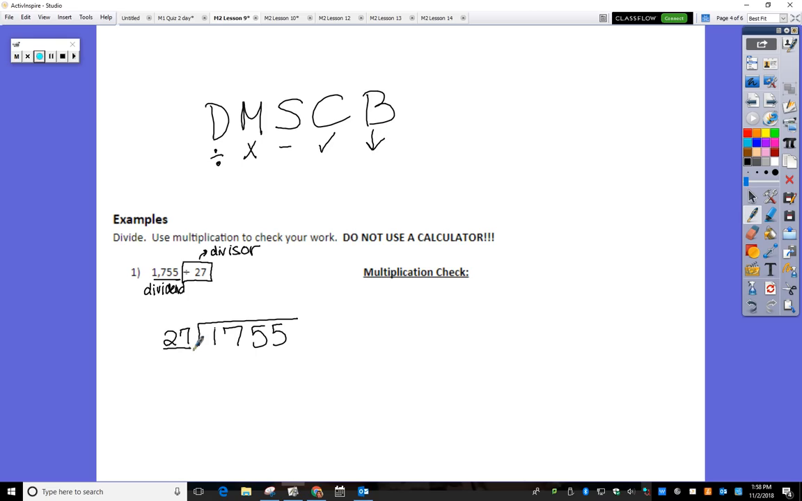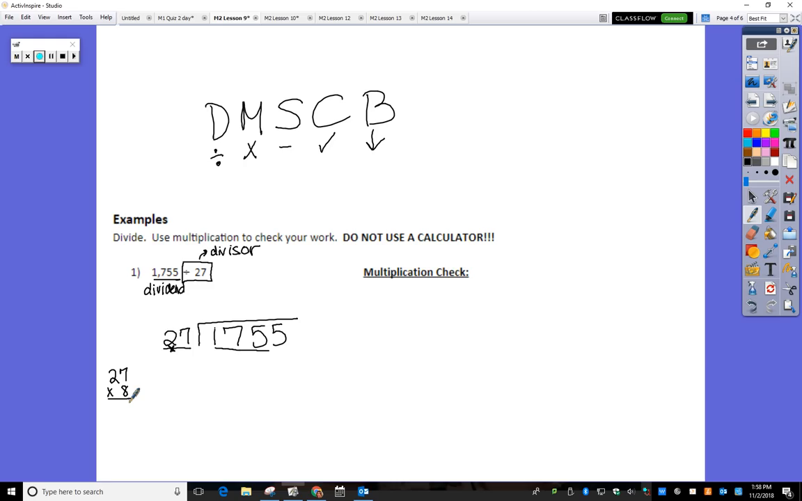So I have 27 as my divisor. I always start by saying, can 27 go into 1? No. Can 27 go into 17? No. Can 27 go into 175? Yes. The number that we're going into should be 27 or more. So the way that I do this is I look at the 27, I look at the first digit here, and then I look to see if it can go into 1. No. Can it go into 17? Yes. So 2 can go into 17 8 times. So that's where I'm actually going to start.